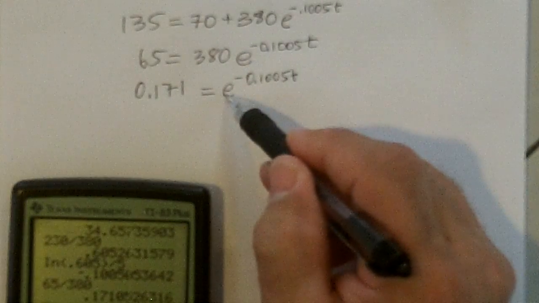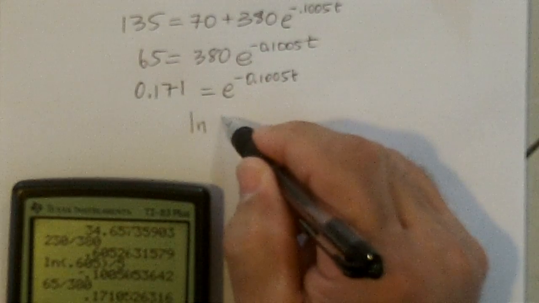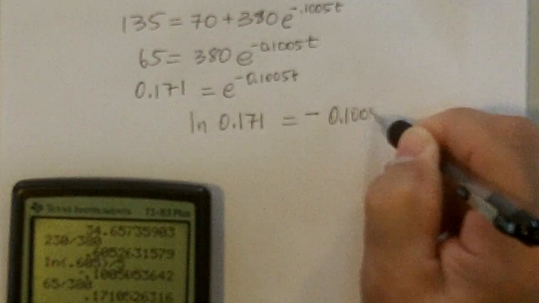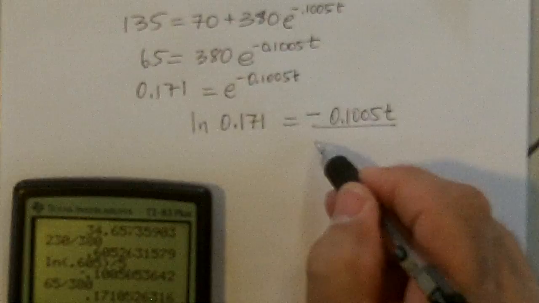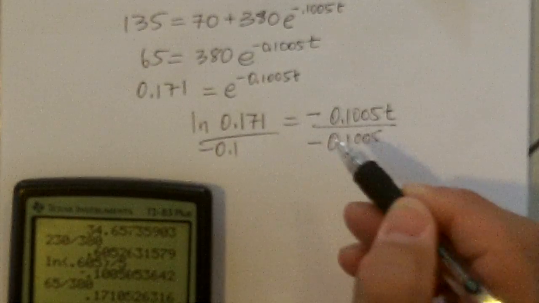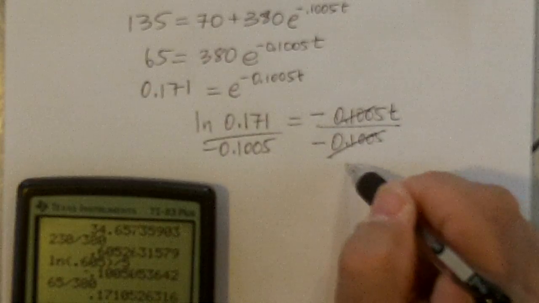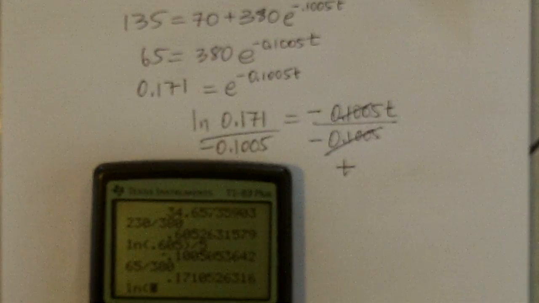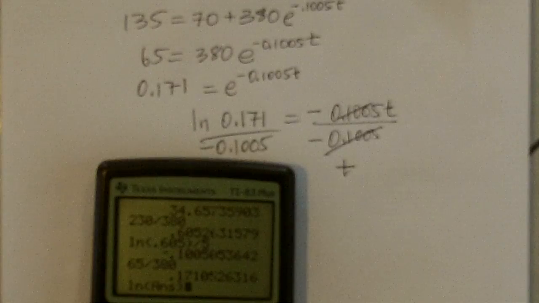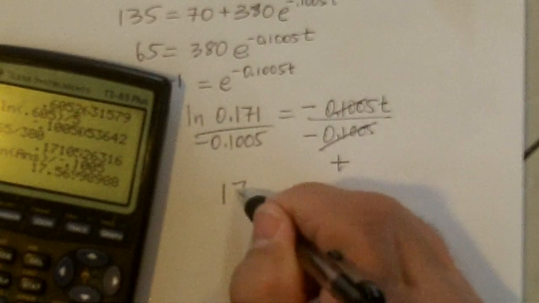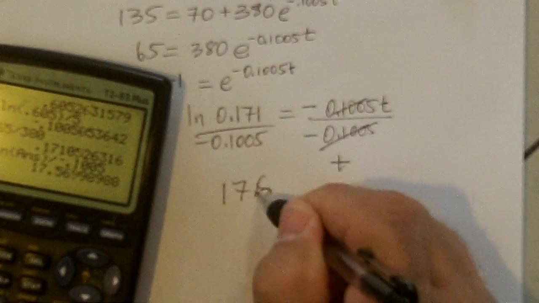Unknown's in the power, this is base e, so ln of 0.171 equals negative 0.1005 t. Divide by this constant. And the time it takes to get to 135 will be ln of that last answer I had there divided by negative 0.1005. And it'll take 17.56 minutes.